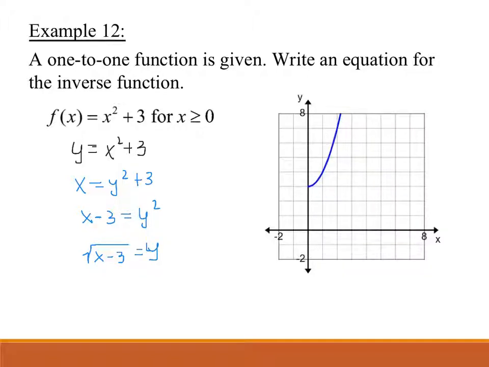And the reason for that is because I have made the fact that x is only positive at the original domain. X is only positive. It's not a negative number. So because of that, when I take the square root, I only get the positive square root of this inverse function. So the inverse function here, in this particular case, is equal to the square root of x minus 3.